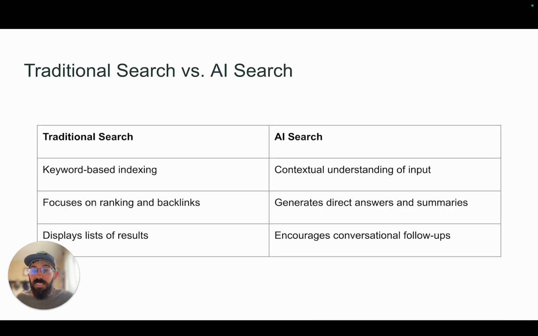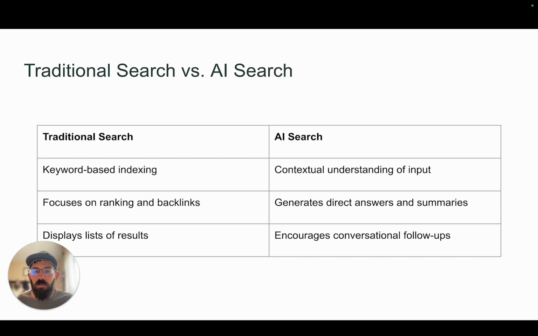Traditional search versus AI search. So traditional search is going to be keyword-based indexing. It's going to look at keywords and index results based on the information that they have on the websites. It's going to focus on rankings and on link building or backlinks coming back to the site, and it will display a list of results.